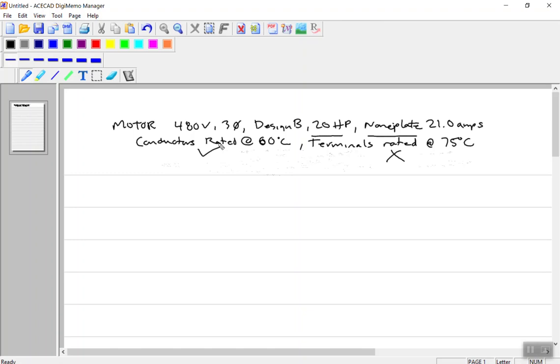The other thing is, since we're looking for the branch circuit conductors, let's go ahead and write that. That's our question: do we use the nameplate, or do we use the horsepower and get our FLC from the tables? I'm going to put an X here because the answer to that is, of course, no. We don't use the nameplate. We use the horsepower and the tables to get our FLC. So let's start there, the FLC for this particular motor.